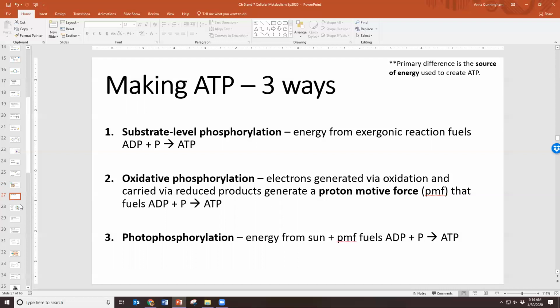And then photophosphorylation is we're still breaking a bond, we're still releasing electrons, we're still doing an electron transport chain to generate a proton motive force. It's just that instead of using an enzyme to break that bond, we use light from the sun, which is why we say photophosphorylation. So oxidative phosphorylation and photophosphorylation are extremely similar. The difference is just what's breaking that initial bond.